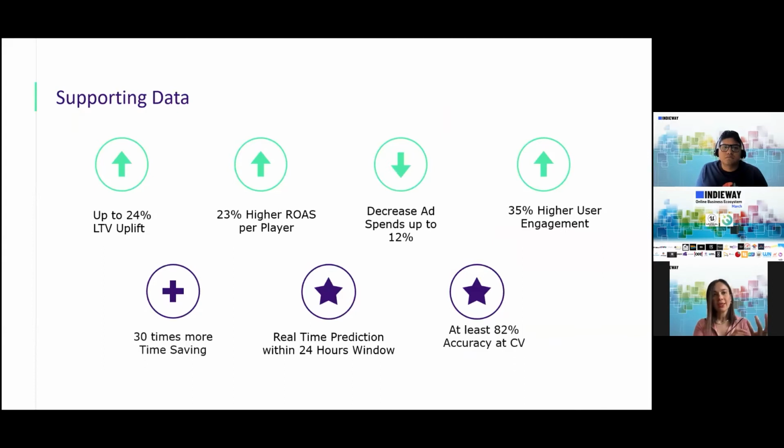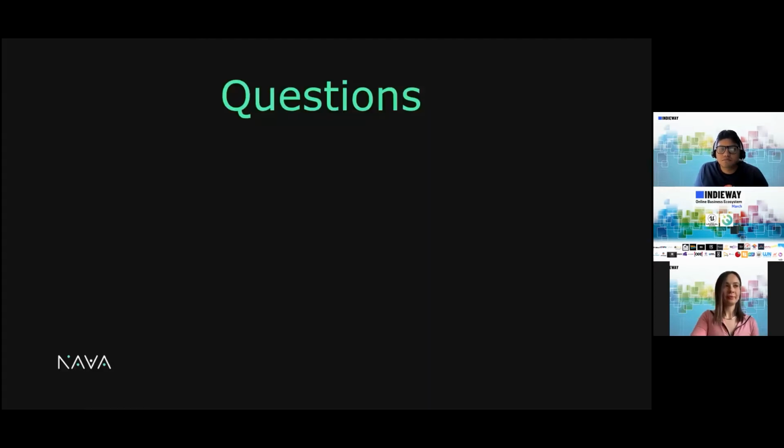At the end of the day, if you set up your SKAdNetwork part and conversion value properly, these results are really possible to get: increase your LTV, increase your ROAS, decrease the ad spend, and of course higher user engagement, because you start to find the best place for your game, the best players for your game. These are the expected results.